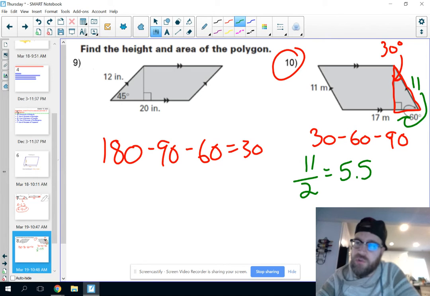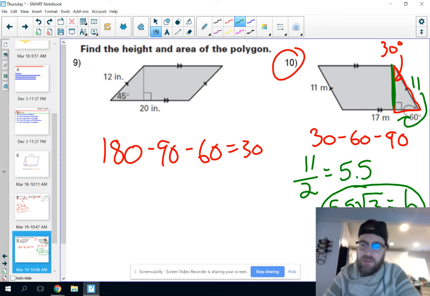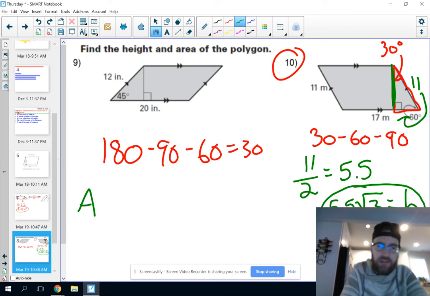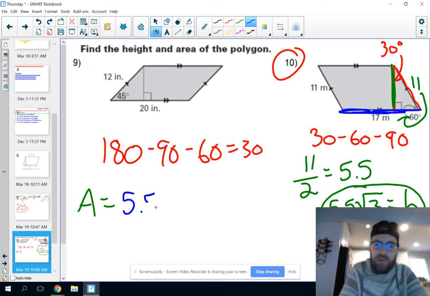And then to go from short to long, to get the height of our parallelogram, we're going to take that 5.5 and multiply by square root of 3. So that's going to equal our height. Now we just need to get the area. So area equals, that height is perpendicular to the base right here of 17. So our area is going to equal 5.5 root 3 times 17.